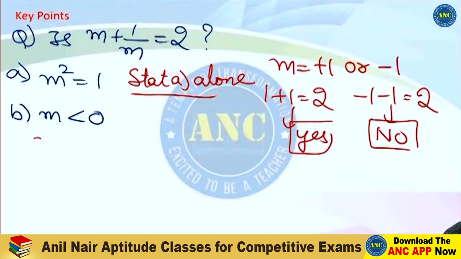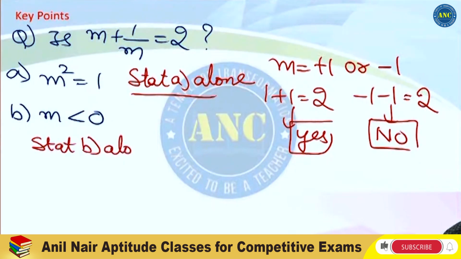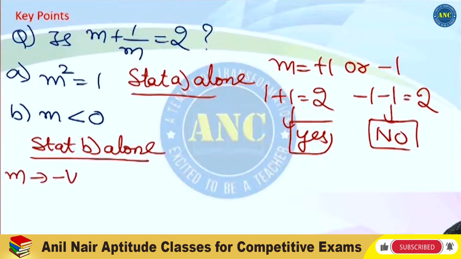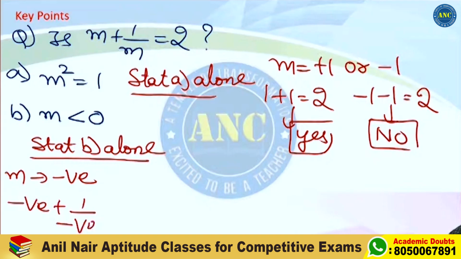Go to statement B alone. m is less than 0. If m is less than 0, m is negative. Negative plus 1 by negative. 1 by negative is negative.